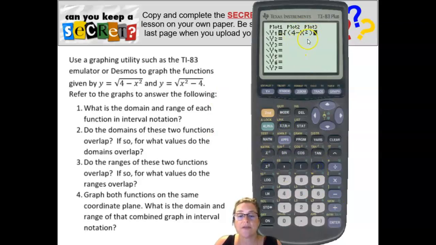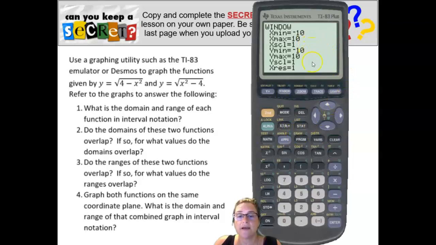I'm going to close the parentheses on the argument of that square root function and press enter. Then I'm going to go to the graph by pressing graph, and it looks like just a little semicircle. I think I'm going to zoom in a little bit on that semicircle by adjusting the window here.